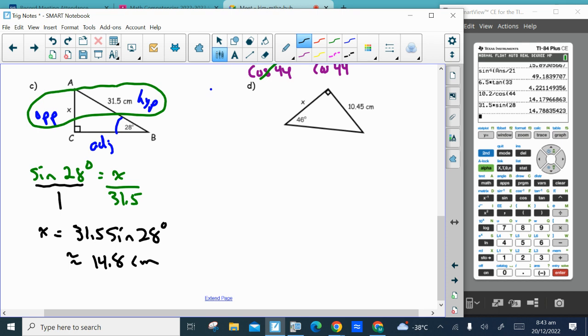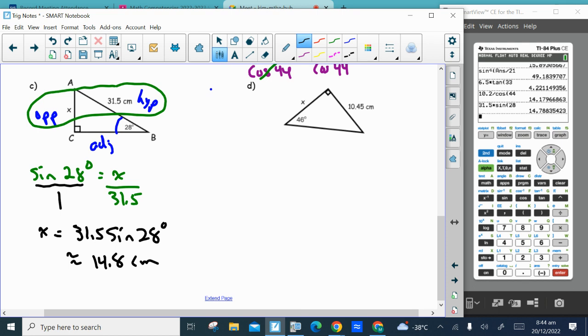And we've talked before about the fact that you can always make sure your answer looks reasonable. We're trying to find x, which is the opposite. It has to be shorter than the hypotenuse. The hypotenuse is always the longest side. And it is. 14.8 is shorter than the hypotenuse.